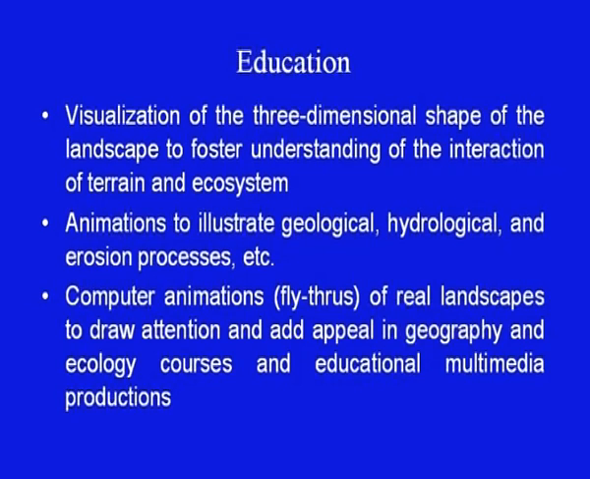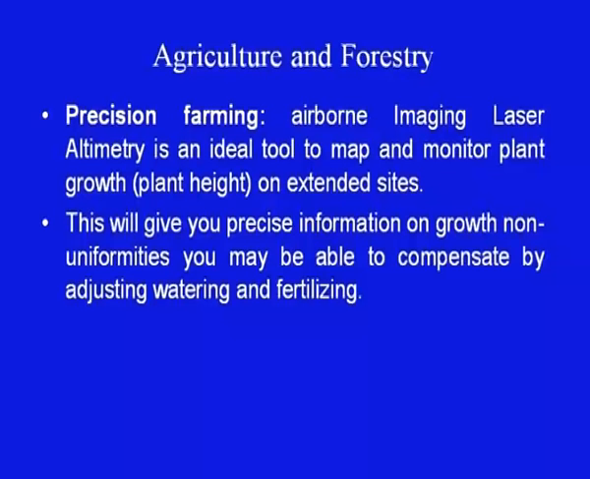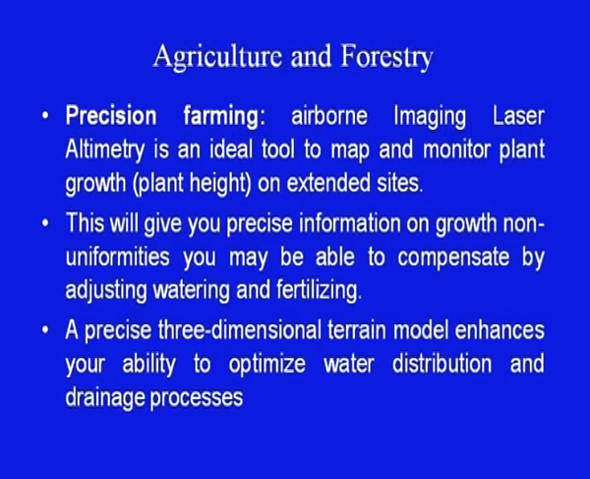educational multimedia productions. In the area of agriculture and forestry, it has found its use in the following areas: precision farming. Airborne imaging laser altimetry is an ideal tool to map and monitor plant growth, that is plant height, on extended sites. This gives you precise information on the growth and non-uniformities, which you may be able to compensate by adjusting watering and fertilization. A precise 3D terrain model enhances your ability to optimize water distribution and drainage processes.